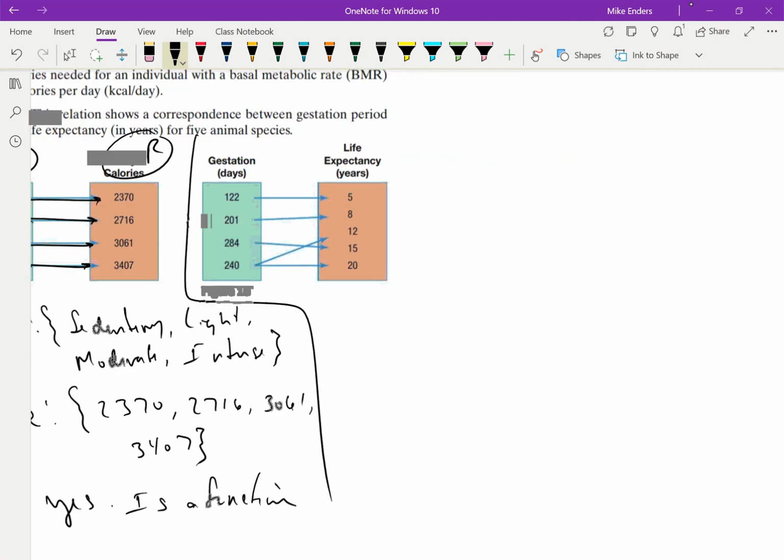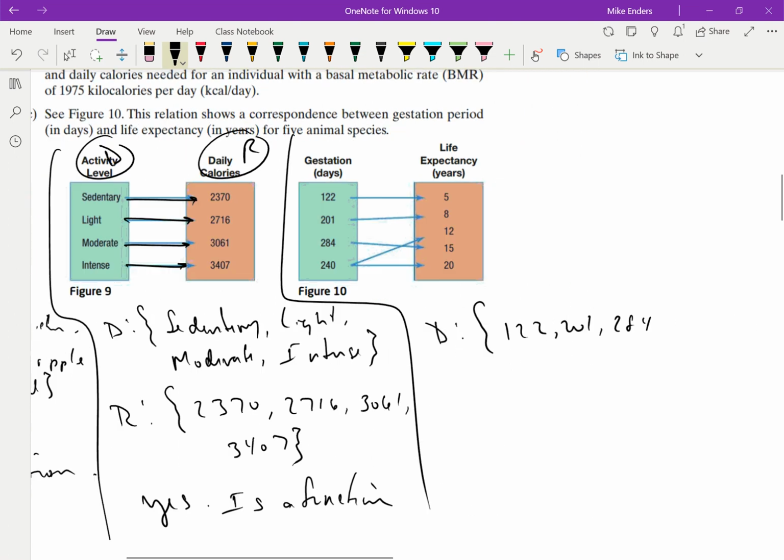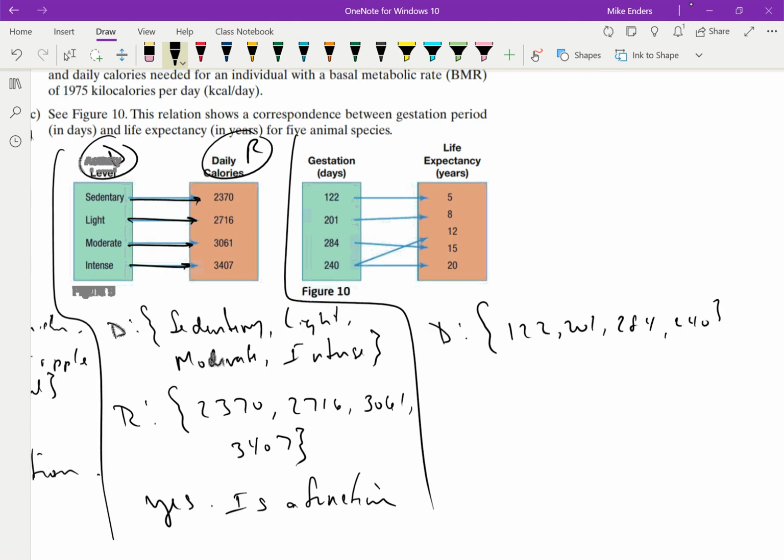When we take a look at figure 10 here, this is a fascinating one. This is the gestation period in days and life expectancy in 5 animal species. Our domain here is 122, 201, 284, and 240. One thing you notice is that in a previous example I said normally we try to write these in numerical order, and what did I just do? I put the 284 first and then the 240 second. Even though it's generally acceptable to write things in numerical order, it's not a requirement. So I can do it, but I'm not required to do it.